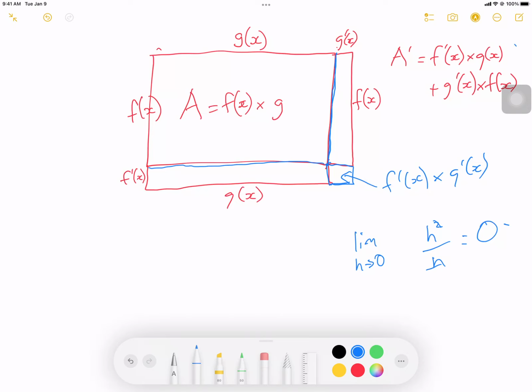Okay, so this is where this comes from. This is the product rule.